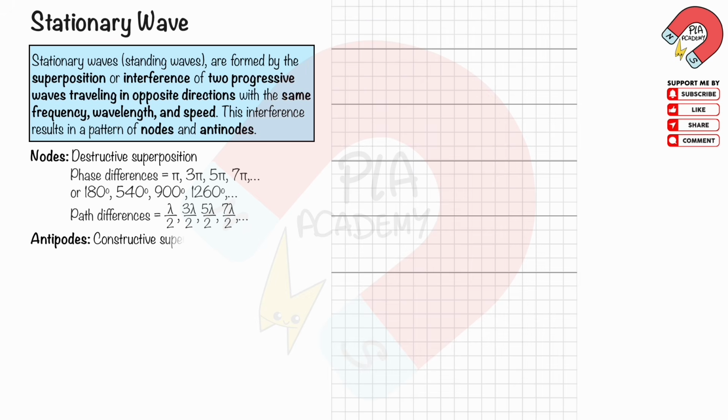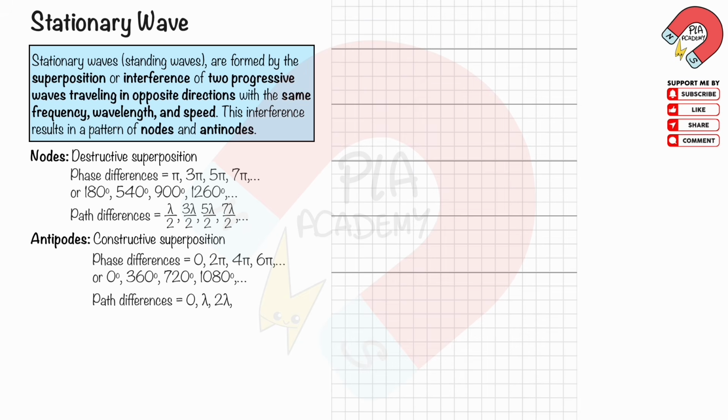Antinodes are points of constructive superposition. Their phase differences are 0, 2 pi, 4 pi, 6 pi, and so on, or 0 degrees, 360 degrees, 720 degrees, 1080 degrees, and so on. Their path differences are 0, lambda, 2 lambda, 3 lambda, and so on.